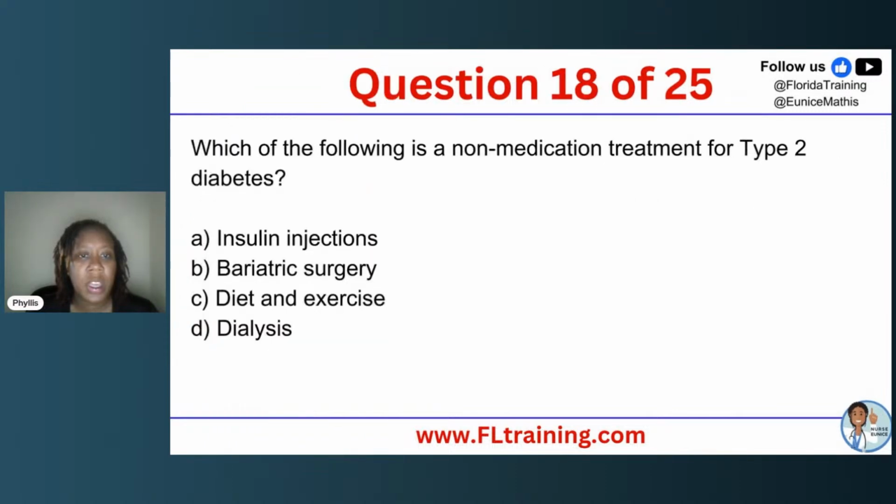Which of the following is a non-medication treatment for type 2 diabetes? A, insulin injections. B, bariatric surgery. C, diet and exercise. D, dialysis. A, B, C, or D?